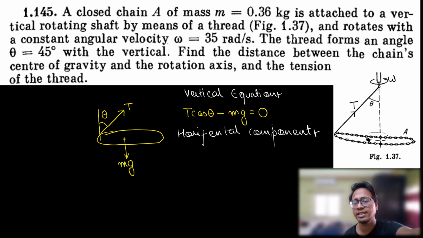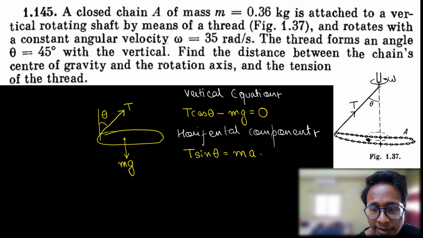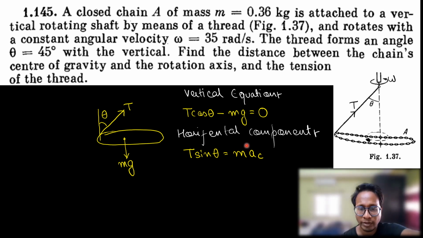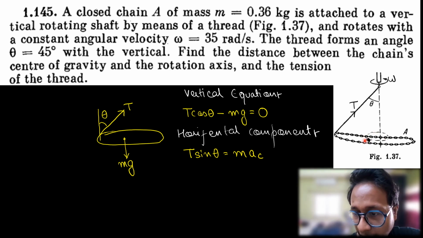Not exactly horizontal, the centripetal component. See, out here we have two components. One is the centripetal component and there is no tangential component, okay? Because this centripetal component changes the direction around this plane. So the horizontal component, T sin theta, is equal to mass times centripetal acceleration, and this component is nothing but the inertial force. This inertial force will pass through the center of mass. So that means this center of mass is rotating around a circle.